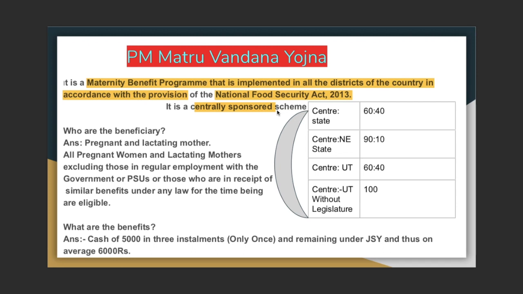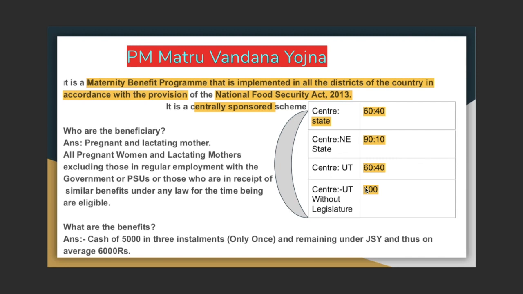Again, the centrally sponsored scheme, the funding pattern is being divided in the ratio of 60:40 when the center, state and center and union territory with legislature is involved. But when the center and the northeastern state is involved, then the funding pattern will be 90:10. And when the center and union territory without legislature will be involved, then the funding pattern will be 100%. Understood? Now, who will be the beneficiary of Pradhanmantri Bandhana Yojana?